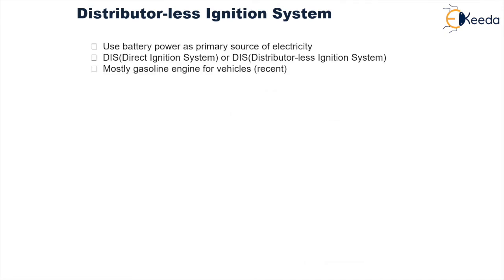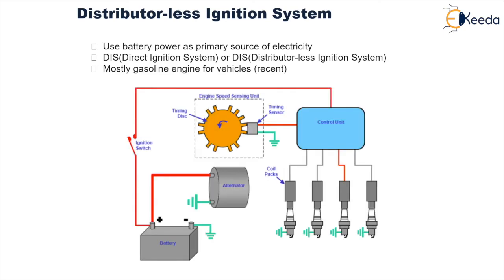It will use battery power as the primary source of electricity, and it will have two types, that is direct ignition system or distributorless ignition system. In most gasoline engines for the vehicles of the recent make, this type of ignition system is used. As you can see, there is a timing disc instead of a distributing system which is coupled with the timing sensor. It will sense the speed of the engine, and depending upon it and the stroke of the particular cylinder, it will actuate the individual spark plug and provide the spark.